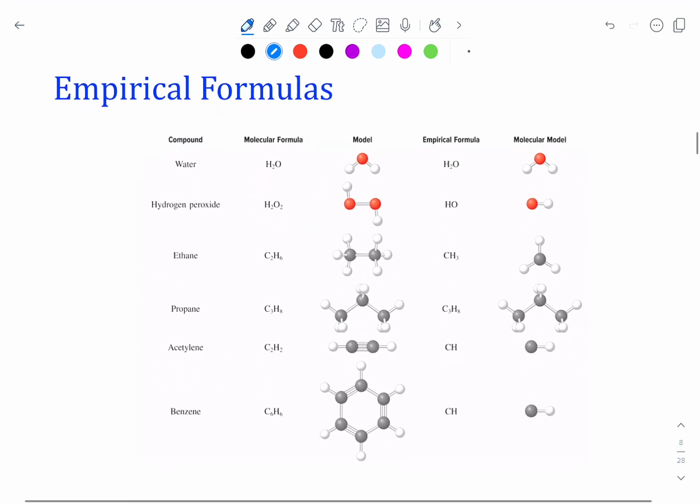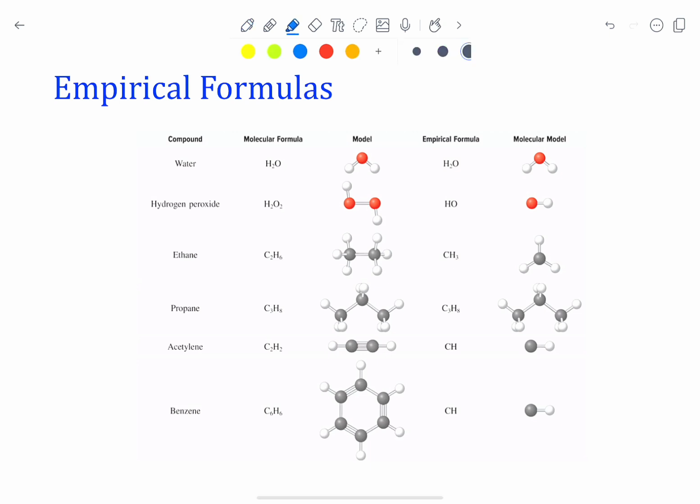So here's some examples of some empirical formulas compared to the molecular formulas. So first we have water. Water has a molecular formula of H2O. Since I can't simplify H2O any further, there's no common denominator between 1 and 2, then my empirical formula for water is also H2O. So here's an example where they are the same.